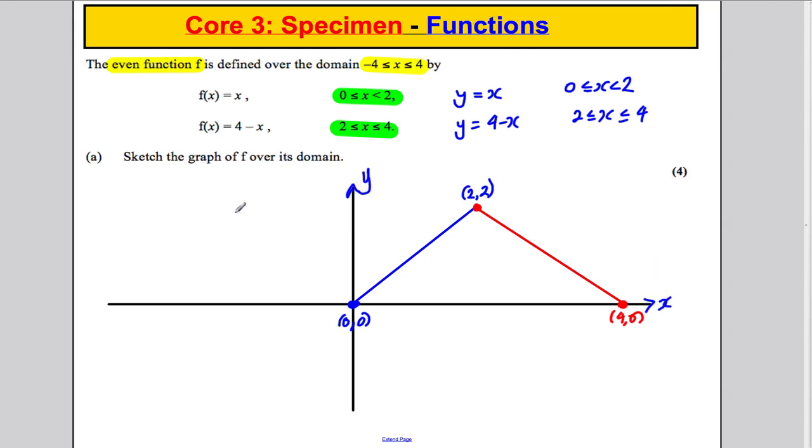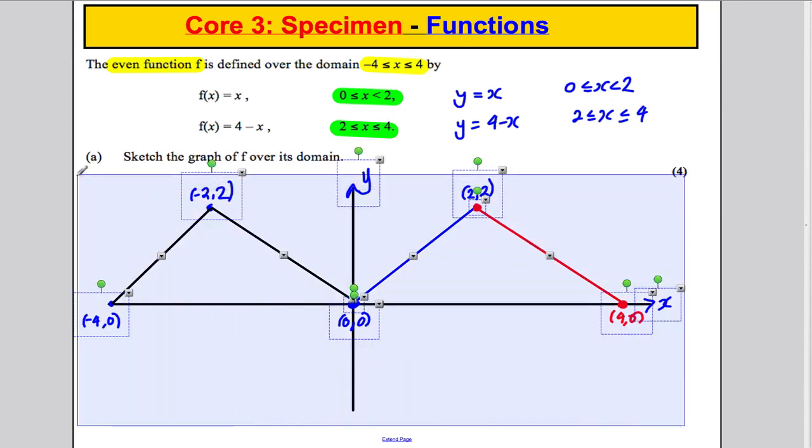So we know, in particular, it goes through here. This point here would be negative 2, 2. And this point here would be negative 4, 0. So it looks like this, the other side of the axis as well, where that's supposed to be a perfect reflection. And that's the graph of f over its domain.